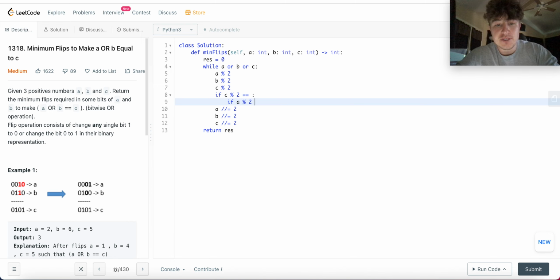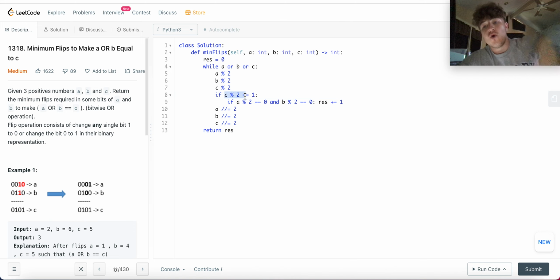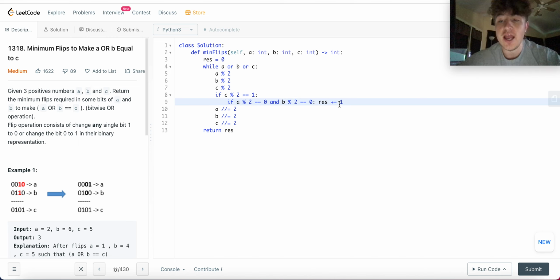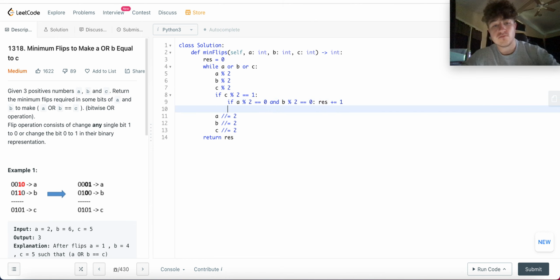A mod 2 equals 0 and B mod 2 equals 0, we're going to add 1 to res. What I'm saying here is if the last bit is 1 in C, then either A has to be 1 or B has to be 1. I mean, if the last bit in C is 1, then either the last bit in A has to be 1 or the last bit in B has to be 1. Otherwise, we're going to add 1 to res.